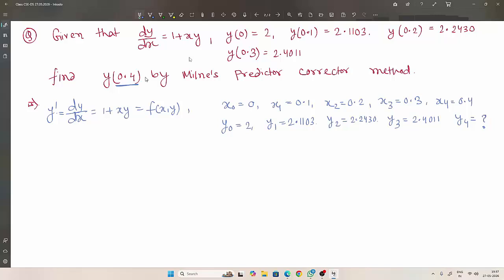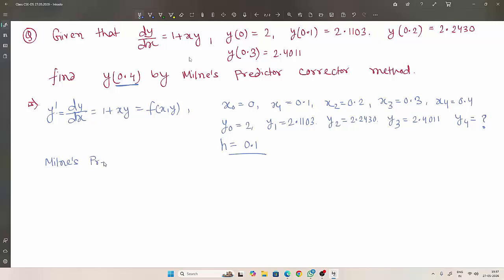So now how to start it? First write the Milne's predictor formula. And one more value we need. What is the value of h? Tell me, what is the value of h here? Can you identify what is h? 0.1. Yes, 0.1. That is the step length which you can find in x.